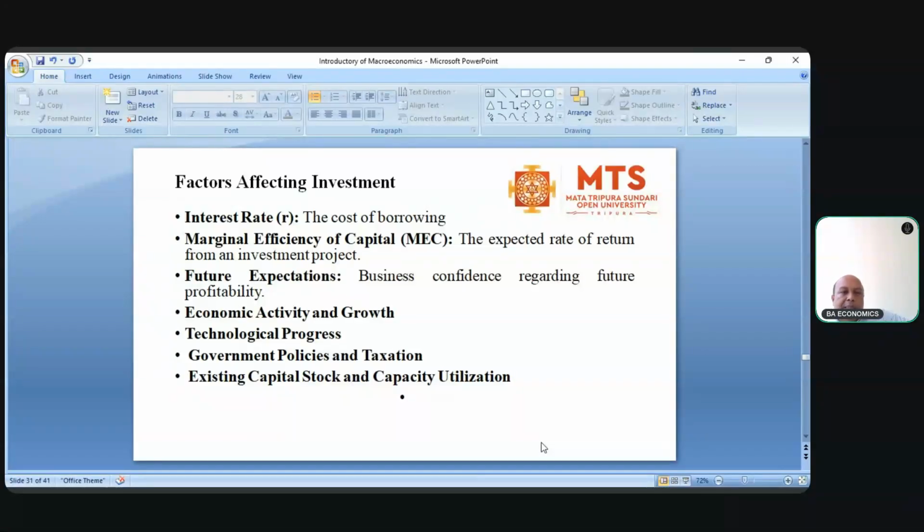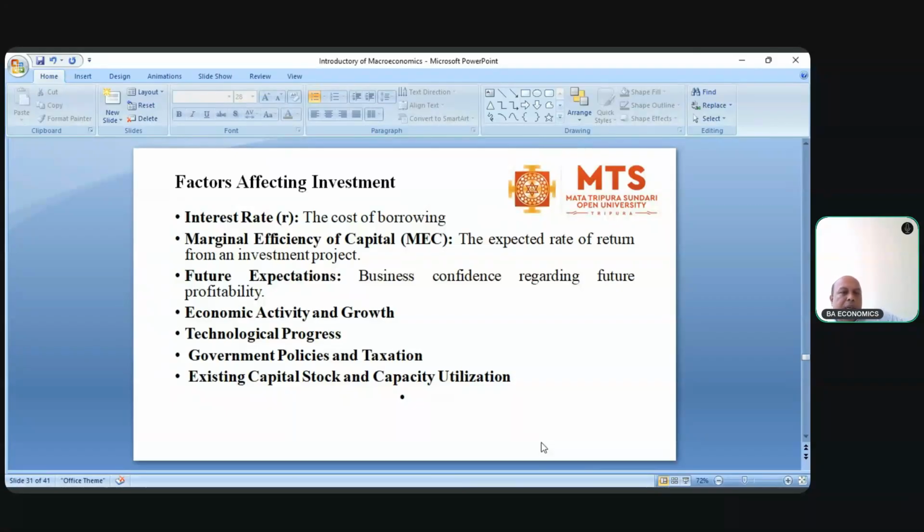So if marginal efficiency of capital increases, then investment will also increase, and if marginal efficiency of capital decreases, then investment will decline. So in this case, you can identify a positive, direct relation between marginal efficiency of capital and the investment level. Future expectation.